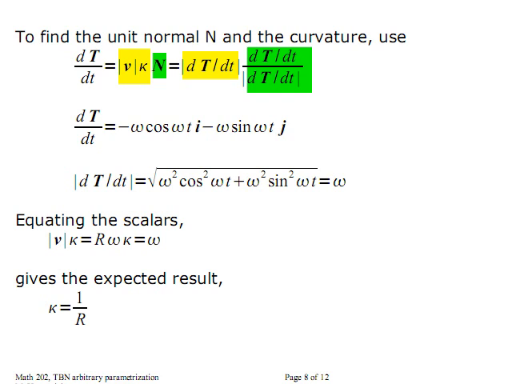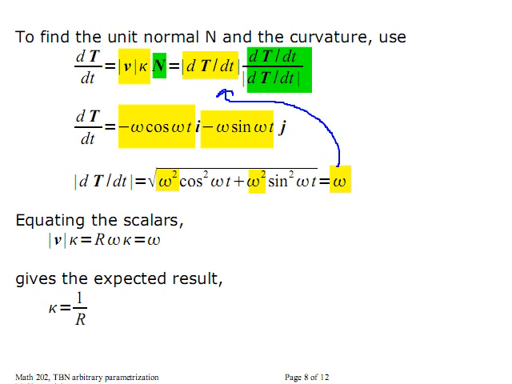So let's go ahead and work out the terms because we know we're talking about a circle. So the first derivative is here: minus omega times cosine omega t in the I direction, and then again minus omega times the sine of omega t in the j direction. We'll need the magnitude, and again we have omega squared times cosine squared plus omega squared times sine squared. Using the Pythagorean identity for trig functions, this magnitude is omega. So now we're just going to equate terms. The magnitude here is omega.